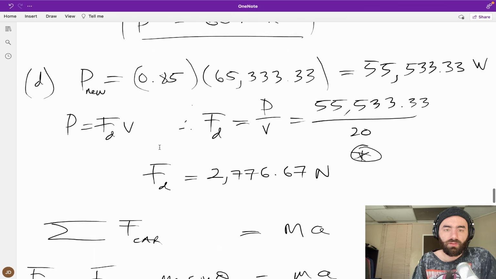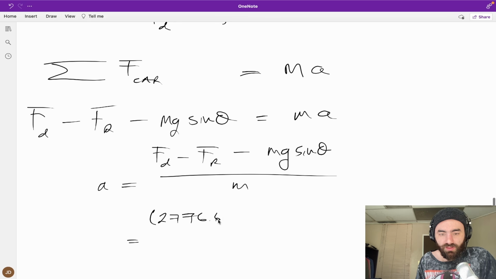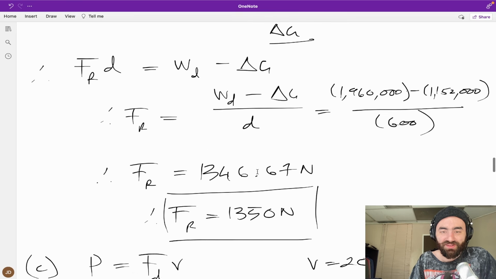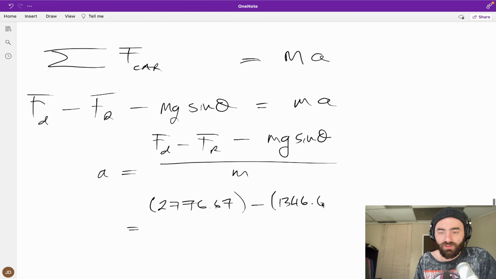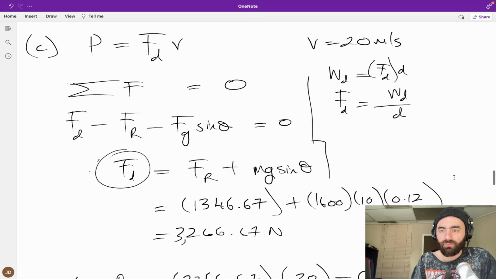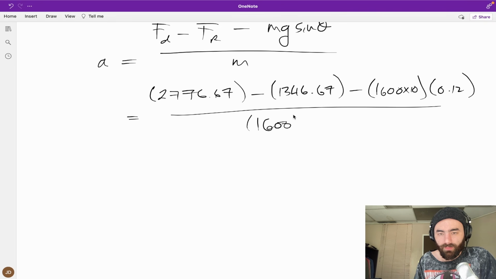So it equals FD, the new driving force, which is 277.667, minus FR, which is 1350, but keep it in exact form, so 1346.67, minus the mass, which is 1600, times 10, gravity, times 0.12, all divided by the mass, which is 16.